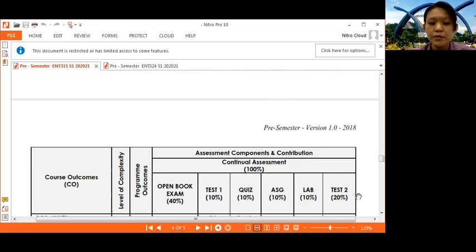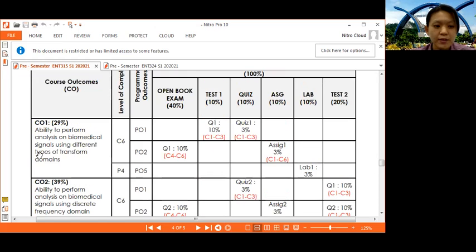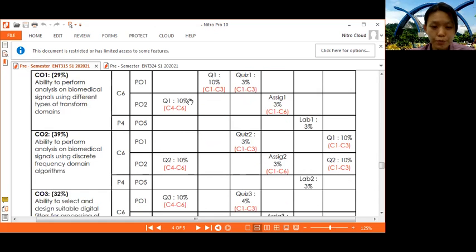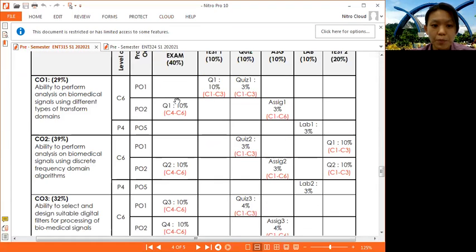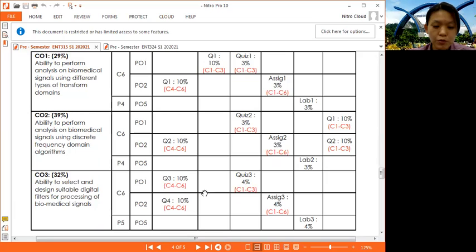For the assessment based on the outcomes, this subject has 3 outcomes: CO1, CO2, and CO3. All these COs will be tested in the exam. CO1 we get from the open book exam, test 1, quiz, assignment, and lab. For CO2, we will also have the open book exam, quiz 2, assignment 2, and our test 2. For CO3, we will cover the open book exam question, quiz 3, assignment 3, and lab 3. So each CO will be tested on you.